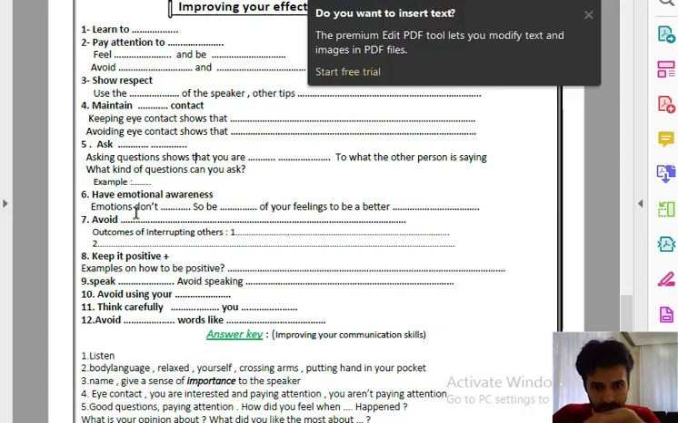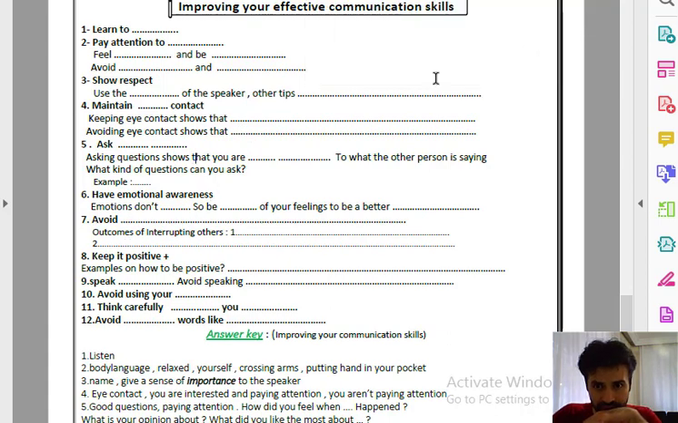Okay, so number five is ask good questions. Asking good questions, very important. Asking questions shows that you are paying attention to what the speaker is saying. For example, what kind of questions do you ask? You can ask, what is your opinion about, or what do you think about something, or what did you like the most about blah blah blah.